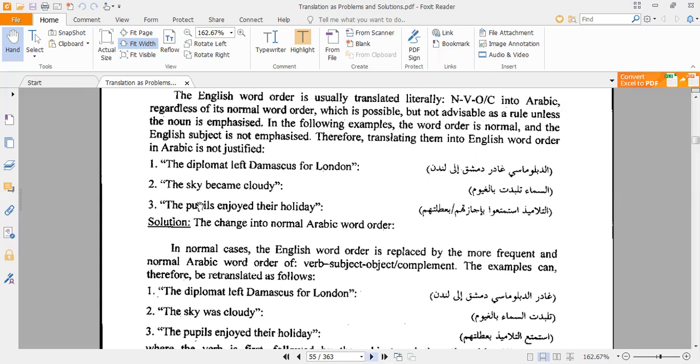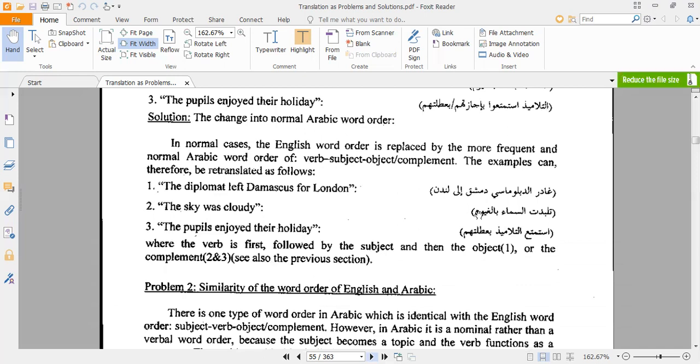غادر الدبلوماسي. The sky became cloudy. فأنا هنا ترجم لي إياها الترجمة الحرفية: السماء تلبدت بالغيوم. وهنا أنا حكيت باللغة العربية دائما ببدأ بالفعل وليس بالاسم، فبحكي تلبدت السماء بالغيوم. The pupils enjoyed their holidays. هنا ترجم ليها ترجمة حرفية: التلاميذ استمتعوا بإجازتهم أو بعطلتهم. فالصح إنها تبدأ الجملة بالفعل: استمتع التلاميذ بإجازتهم. Okay. يعني nominal sentence in Arabic, verbal sentences usually start with verbs.